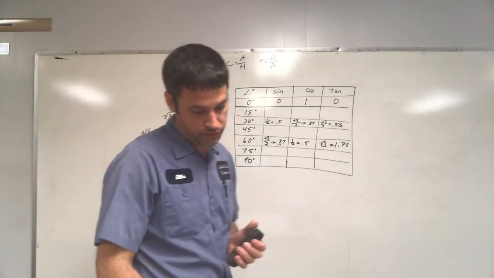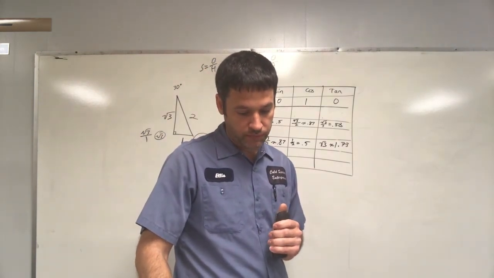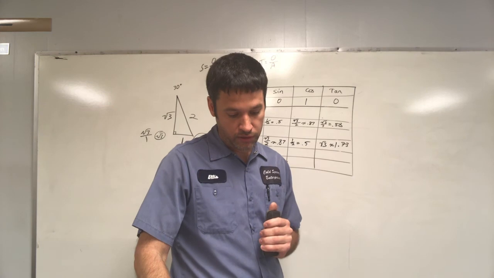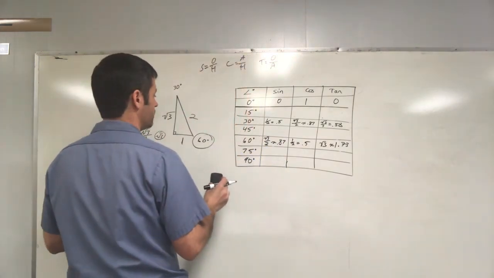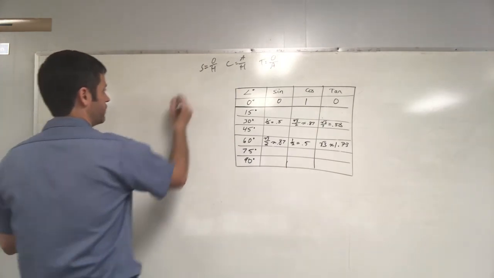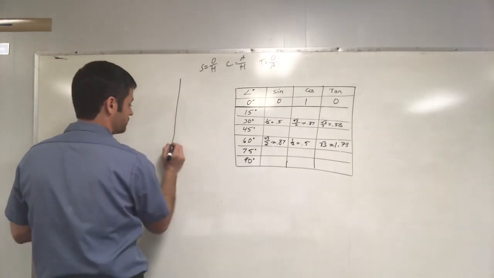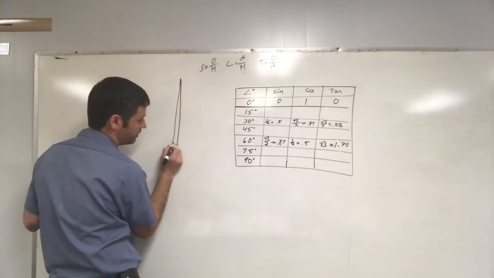Let's go to 90. And we could have done this one while we had this other triangle up here. But let's go to 90 right now. So back to this funny looking triangle. I'm going to draw it the same way. Here it is. I'm exaggerating, but this is the angle.